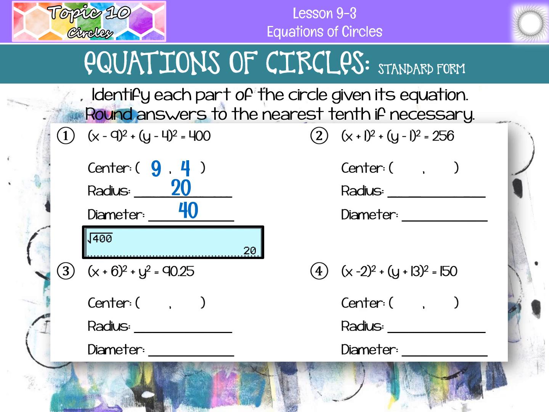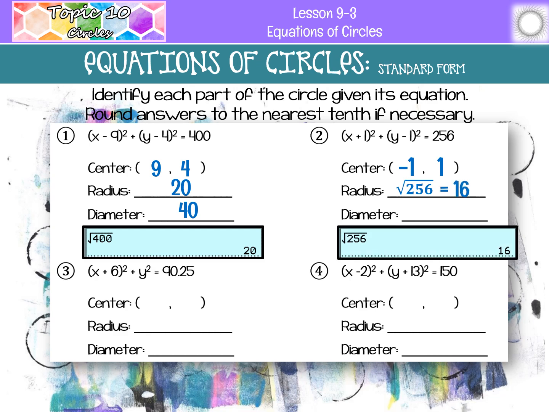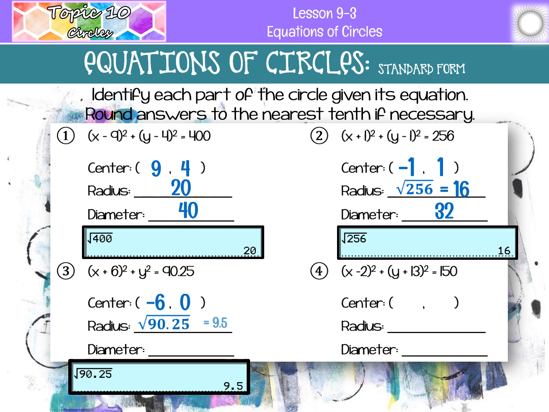Number 2, opposite, opposite, center is at -1, positive 1. Radius is the square root of 256, which is 16. And the diameter is double that, which is 32. Number 3, center, opposite, opposite. Now there's nothing with the y, so that's going to be 0. So the center's at -6, 0. Radius is going to be the square root of 90.25, which is 9.5, and the diameter is double that, which is 19.